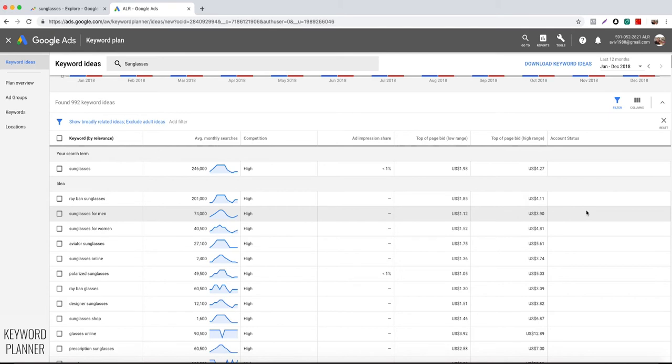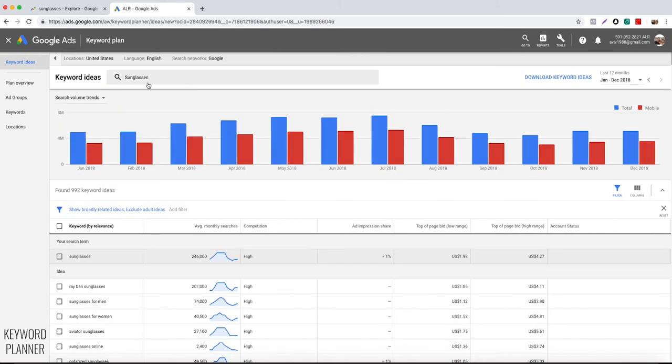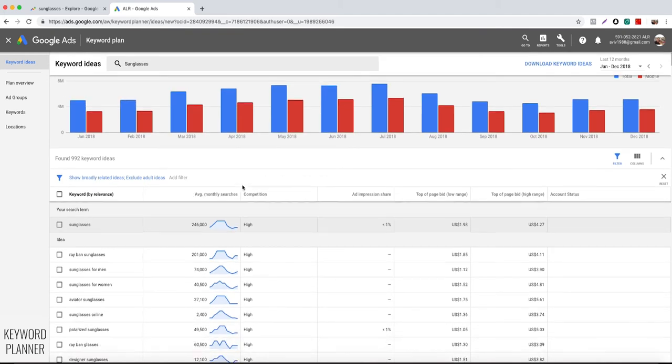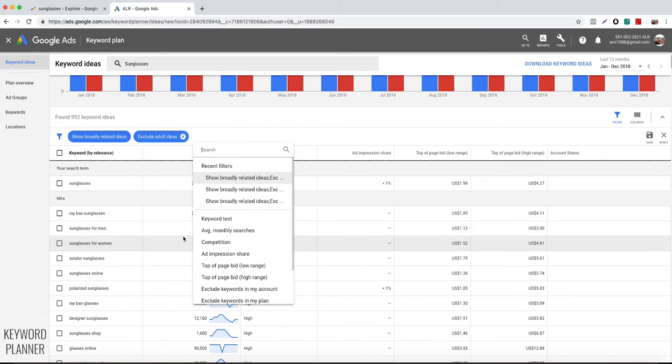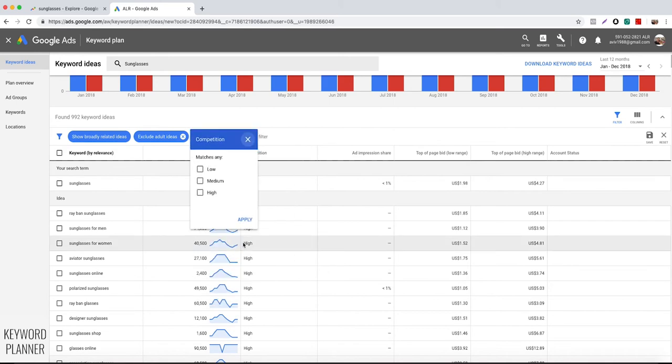But the money and the golden nuggets are actually in the long tail keywords. So the magic here is, if you find a product, which in this situation is sunglasses, what you're supposed to do is go to the filter, and first of all find the lowest competition that you can. For example, if you go to competition, you want to see low and medium. If you go with high, you pay so much per click. But you want to go to places where there is not a lot of competition.